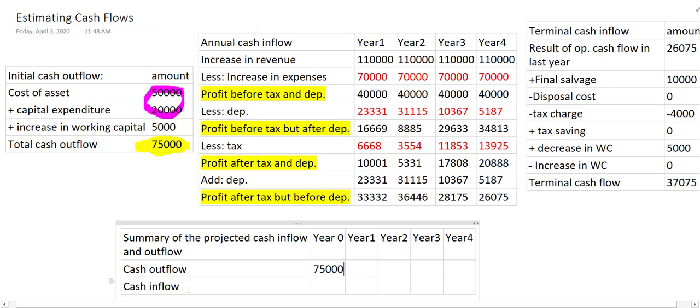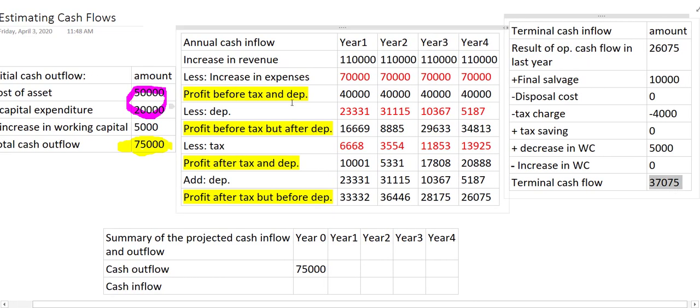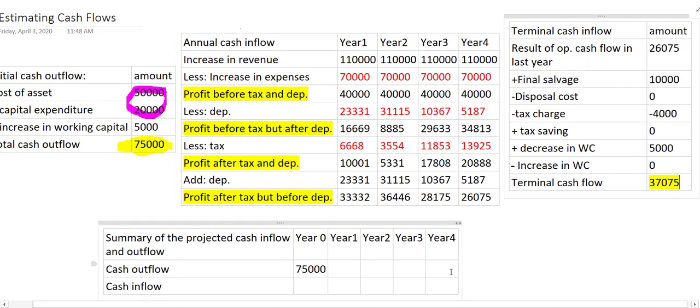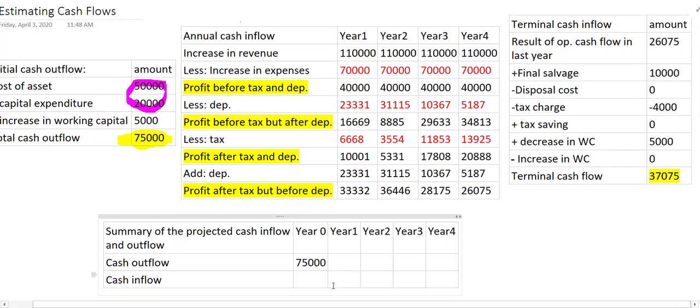Now, how to summarize? Cash inflow. Inflow for year one, this one. Inflow for year two, this much. Inflow for year three, this much. Inflow for year four is not this much. Inflow for year four is this much. Why? Because we made some adjustment in that one. If you made some adjustment, so we have to mention that amount as a cash inflow of the project, right? So mention please this amount as a cash inflow.